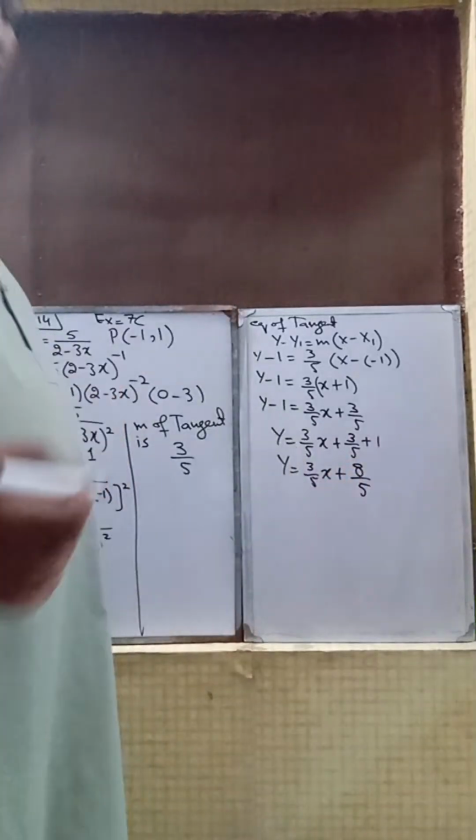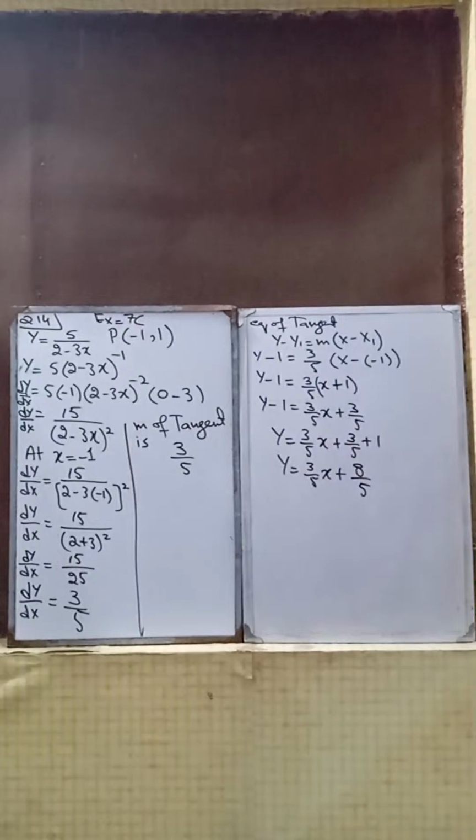You can use your calculator. Calculator is allowed in this paper. So 3 by 5 plus 1, that will be 8 by 5. Okay? If you do not do it mentally, then you can use a calculator. 3 by 5 plus 1, that will be 8 by 5. So this is the equation of the tangent.